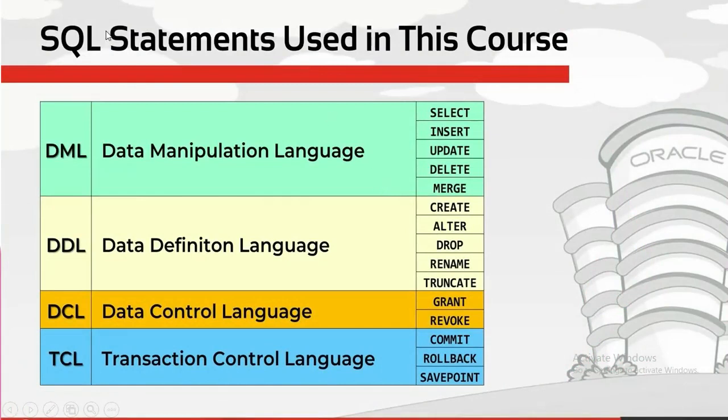So these are the SQL statements used in this course. We divided the statements into four broad categories: DML, data manipulation language; DDL, data definition language; DCL, data control language; and TCL, transaction control language. One by one we go in brief. Under DML, we have select, insert, update, delete and merge. These are the statements used in data manipulation language, and we can see them practically one by one.